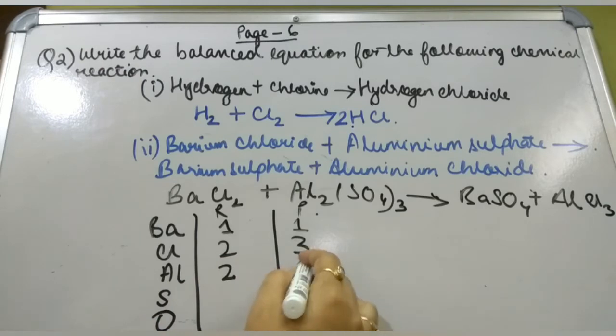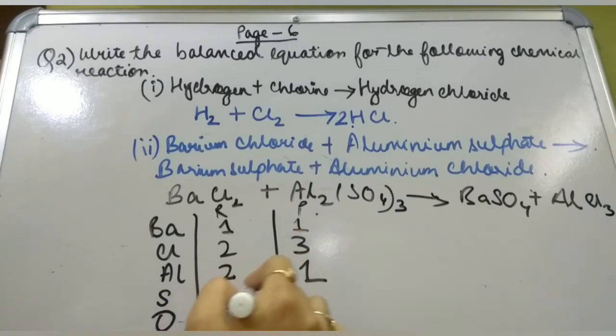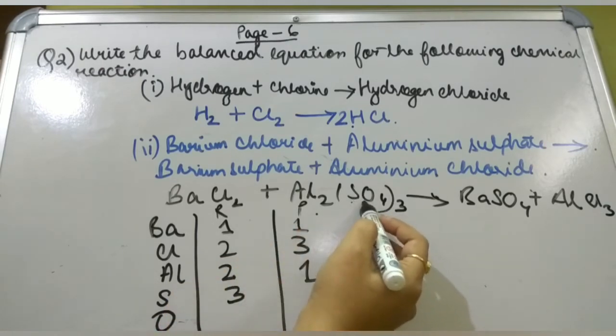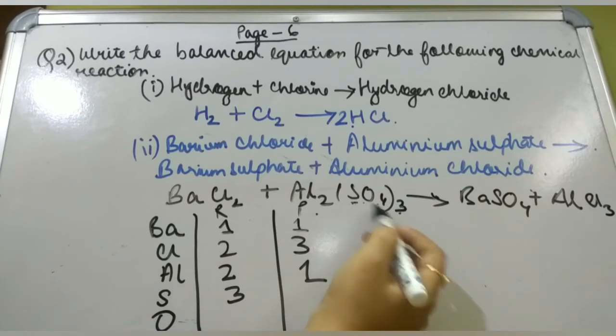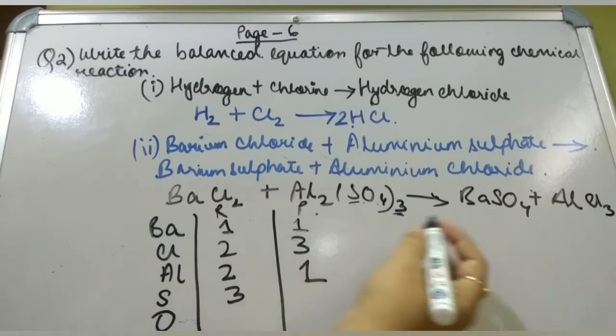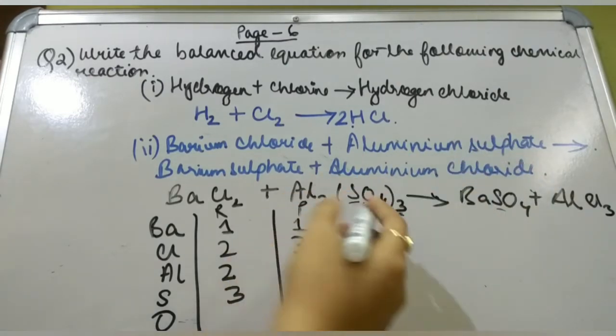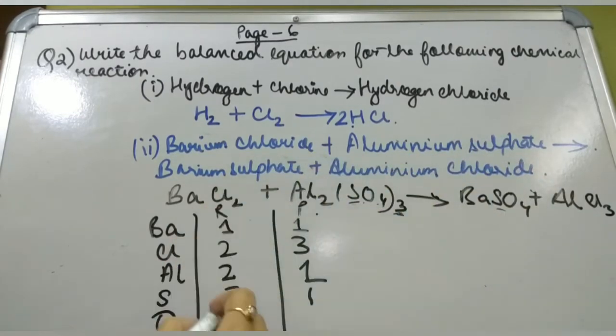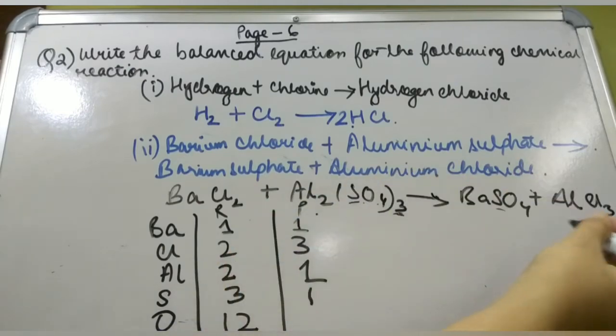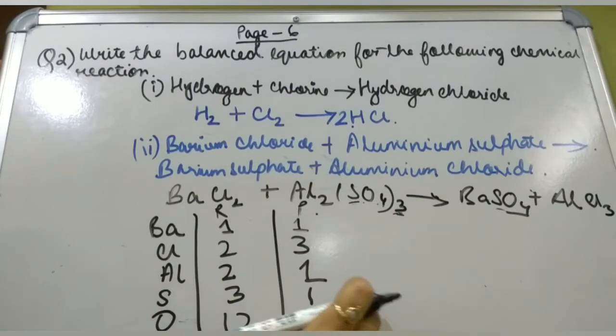Aluminium, I have 2 in the reactant and 1 in the product. Sulfur, I have 3 sulfur in the reactant. Okay, S is 3, and S is for sulfur. Don't forget the formula. On both sides, oxygen: I have 12 oxygen in the reactant and 4 in the product side. So huge differences here. Okay, let's see how we can balance this equation.